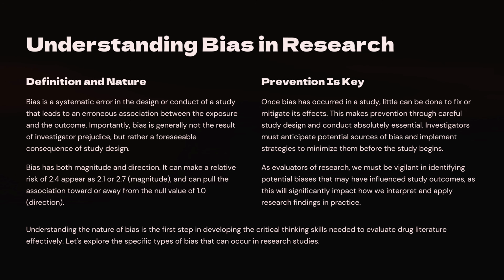Bias has both magnitude and direction, so it can make a relative risk of 2.4 appear as a relative risk of 2.1 or 2.7. That would be magnitude. It's changing the amount of the relative risk, and it can pull the association toward or away from the null value, meaning the direction. So, magnitude and direction. And how do we prevent bias, or how do we remove bias? Prevention is key, right? We have to make study designs and do things before the studies even occur to fix it, because if you don't, it's hard to account for after the fact.